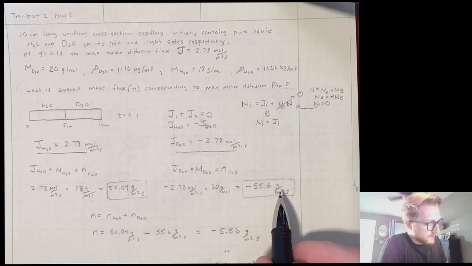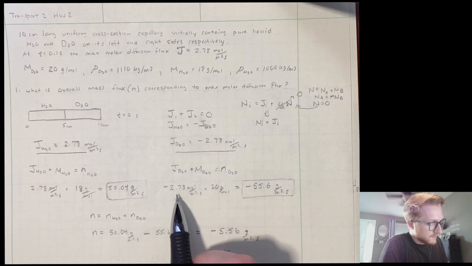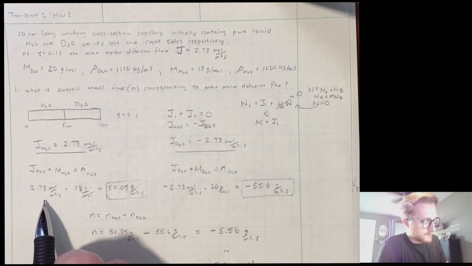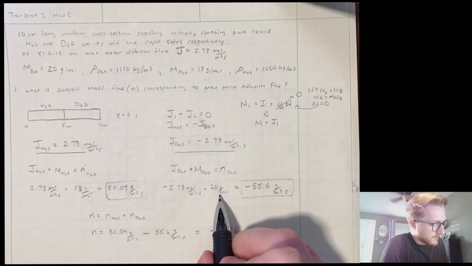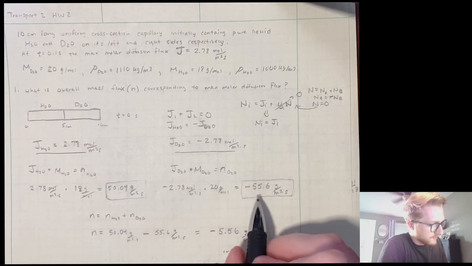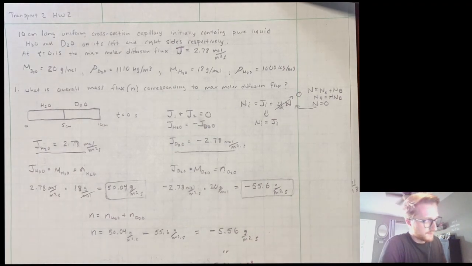And you're going to follow that same procedure for deuterium over here, and you have your negative 2.78 because once again that's equal and opposite to the molar diffusive flux of water, times the molecular weight of deuterium, and you end up getting negative 55.6 grams per meter squared second.